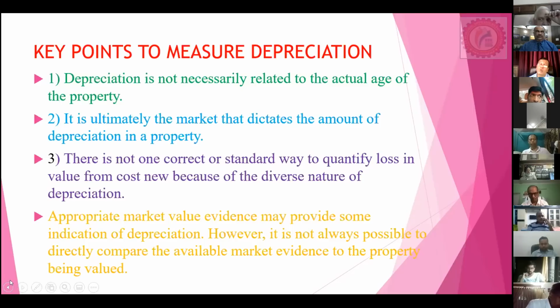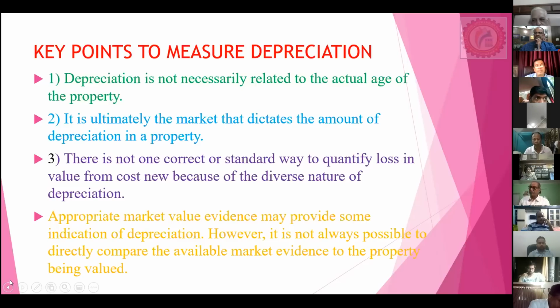I will go slow even with the problems also. And there is not one correct or standard way to quantify the loss of value from cost new. So each and every case is different in valuation. One formula cannot be applied to another, and one method cannot be applied to another. That is what we are seeing in almost all types of valuation, be it banking valuation or any other type of valuation.